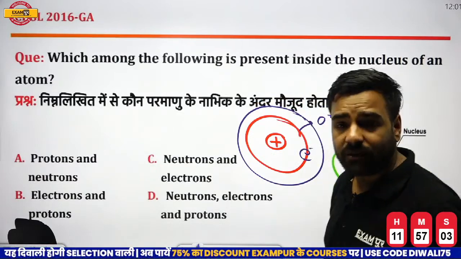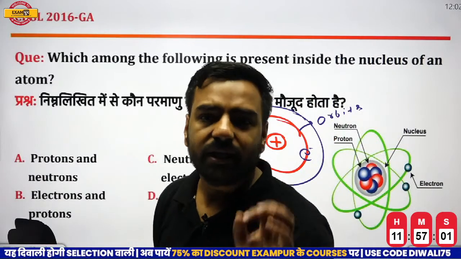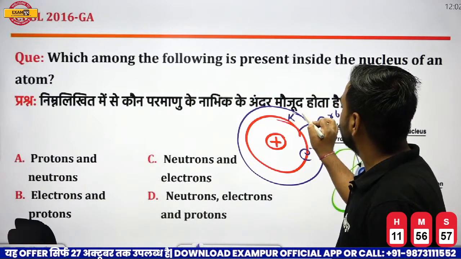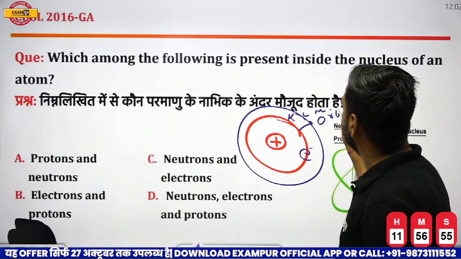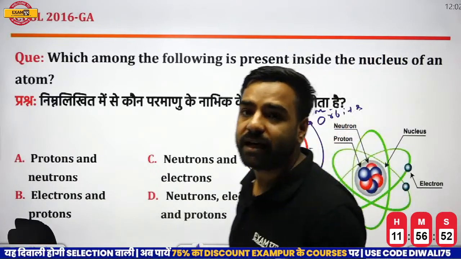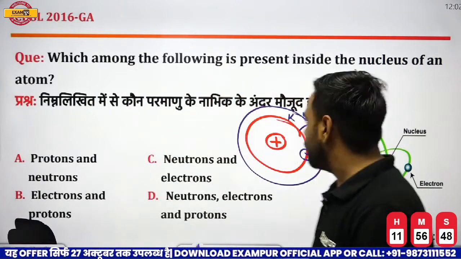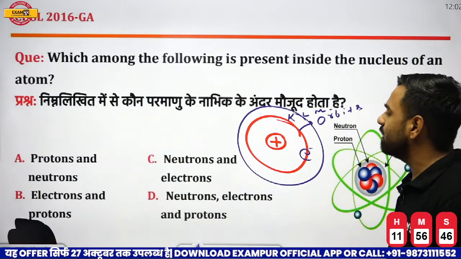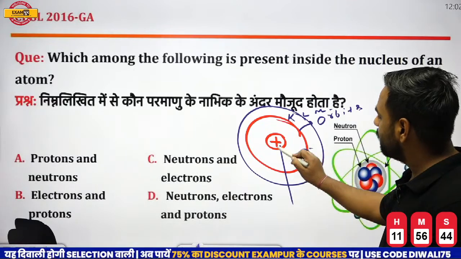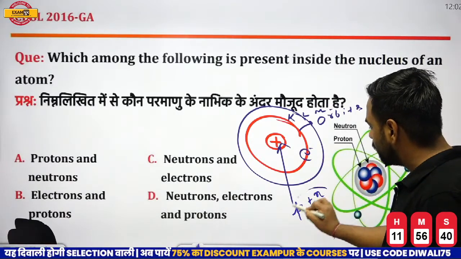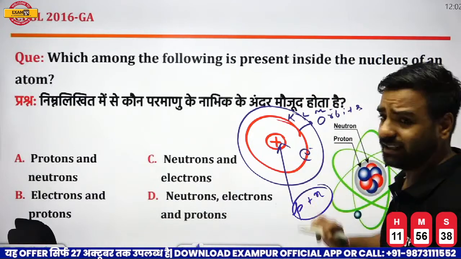Apart from that, these shells have different numbers. How will I denote them? For denoting them, we have the sequence K, then L, then M, and so on. The innermost shell is represented by K. So we have understood this denotation as well. Now, electrons are in the outer shells, but in this central part, what do we have? We have protons and neutrons. So protons and neutrons are present in the nucleus.